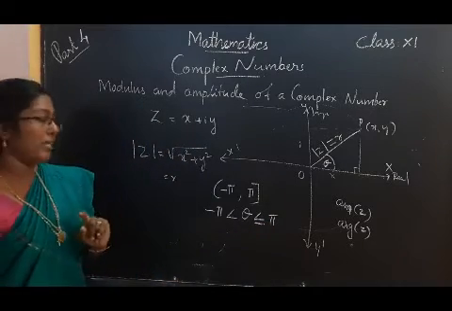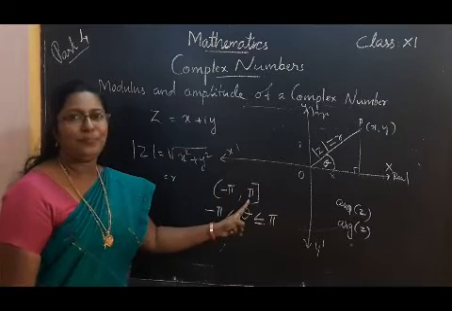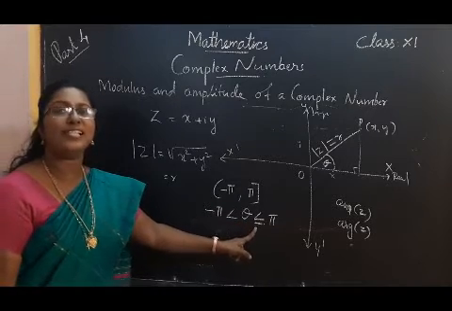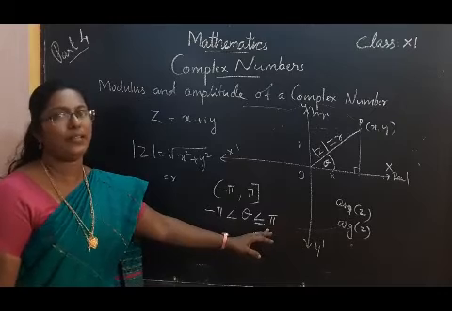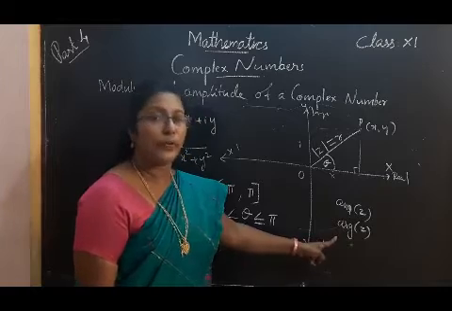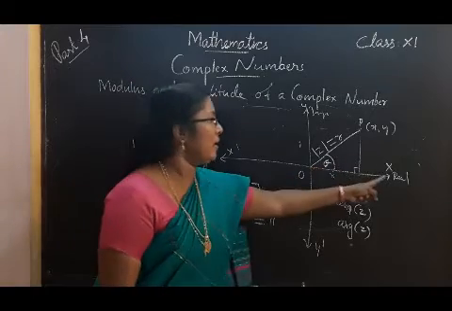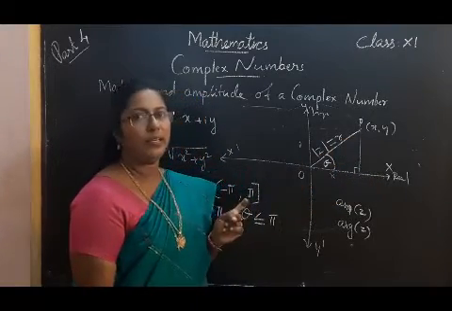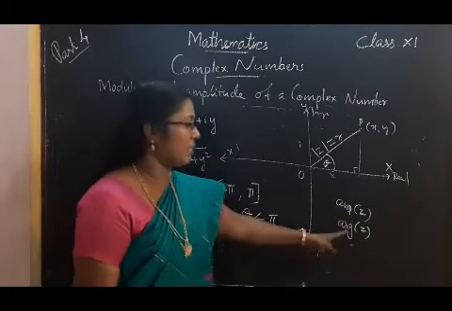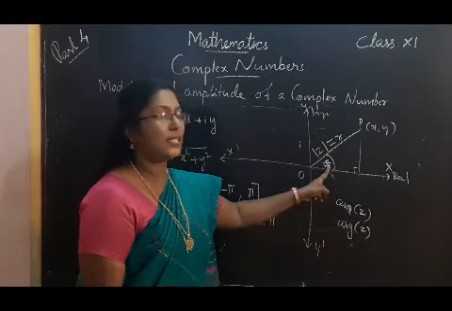Clear? The angle always lies between minus pi and pi, that is, minus pi less than theta less than or equal to pi, including this pi. Then the amplitude or argument always lies between this interval. Here theta, the acute angle XOP, is the amplitude, or another name, the argument, ARG of Z or AMP of Z.